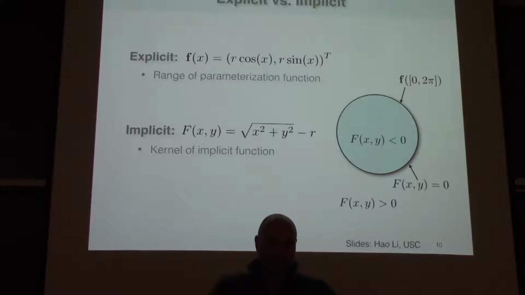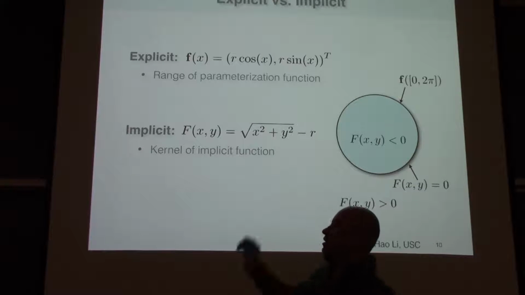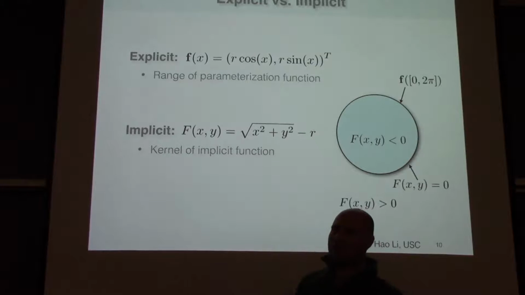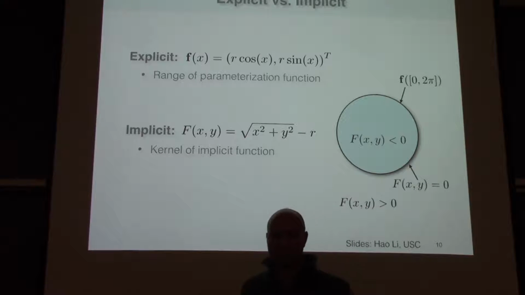He's a professor at USC. And in fact, this is maybe a little bit deceptive because the explicit form here is actually a parametric form. We just happen to have a closed form representation for it instead of explicit vertices. But this is the explicit form of how you define a circle in two-space. And the implicit form, this f of xy as the square root of x squared plus y squared minus r, that's the implicit form of the circle.